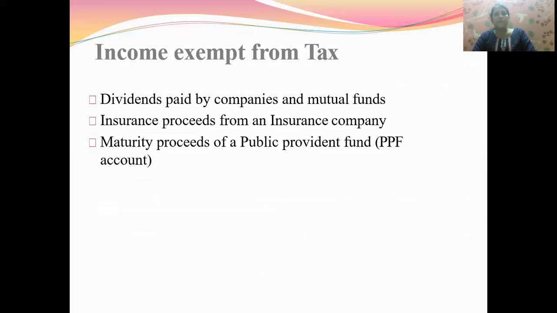Income exempt from tax. What are the ways that income exemption can be made? Dividend paid by the companies and mutual funds, insurance proceeds from an insurance company, maturity proceeds of a public provident fund, that is the PPF account. If we deposit our money in a public provident fund, in an insurance company, in a mutual fund, then tax exemption may be availed.